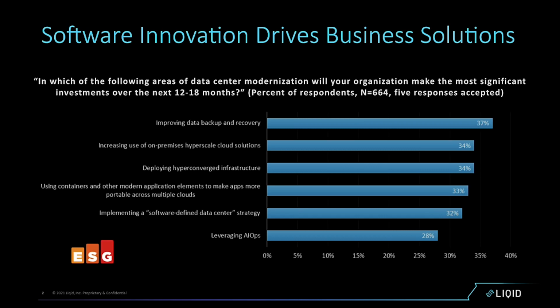And if you look at this survey that was done by ESG, they went out and asked 664 respondents, hey, in the next 12 to 18 months, where are you going to make your most significant investments around data center modernization? And of these six that are on here, starting with the second through the sixth: on-premise hyperscale cloud solutions, deploying hyperconverged infrastructure, using containers and other modern applications, using software-defined data center, leveraging AIOps, which is artificial intelligence for IT operations.